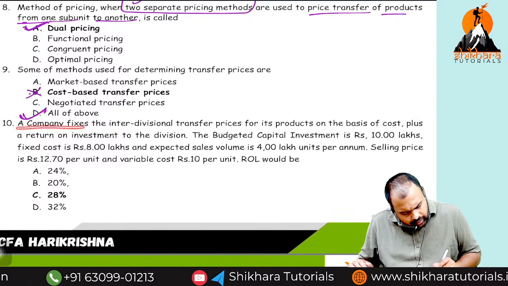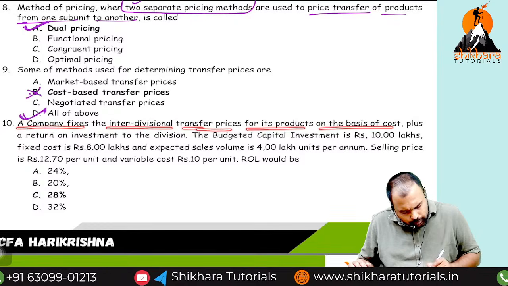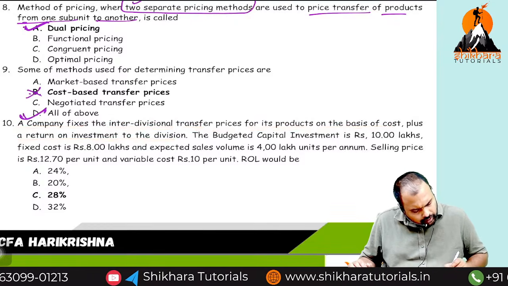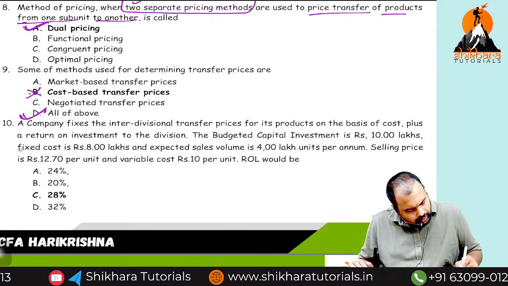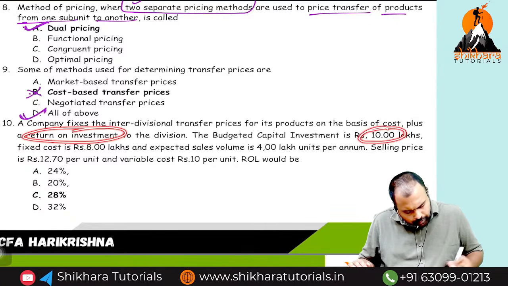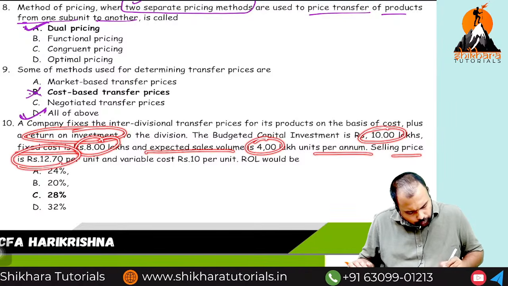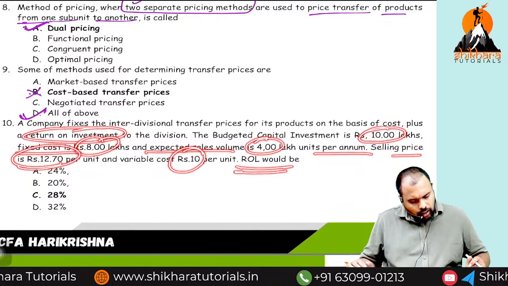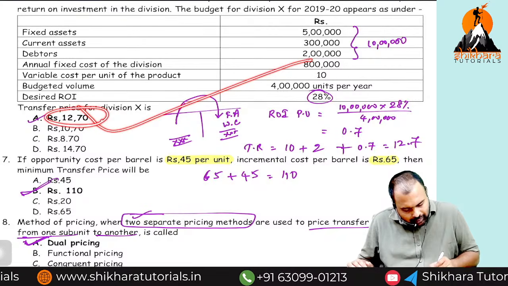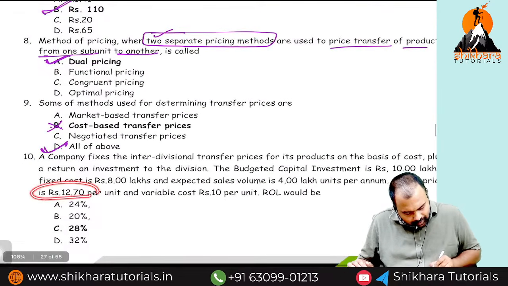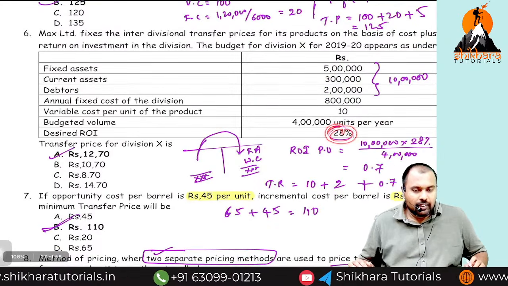A company fixes the interdivisional transfer prices for its products on the basis of cost plus return on investment to the division. The budgeted capital investment is 10 lakhs. So there it's based on ROI, sir. Capital investment is 10 lakh, fixed cost is 8 lakh, expected sales is 4 lakh units, and variable cost is 10. What should be the ROI, sir? Same question, but they have given 12.7 as the transfer price, and they are missing the ROI. So it is a reverse calculation of the same.